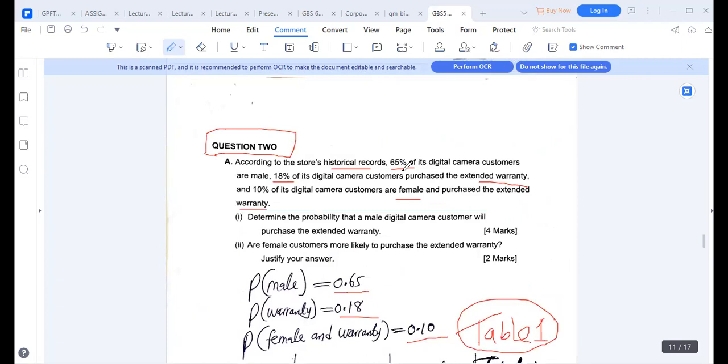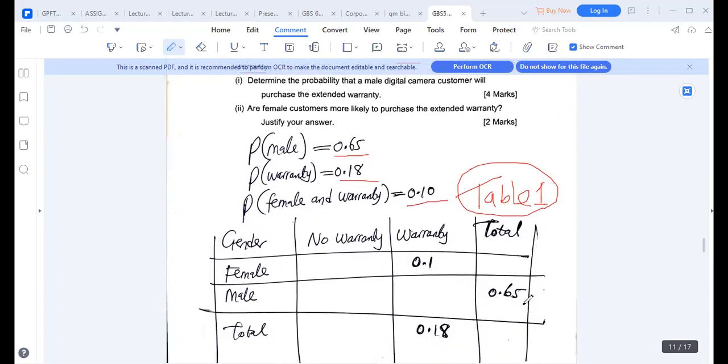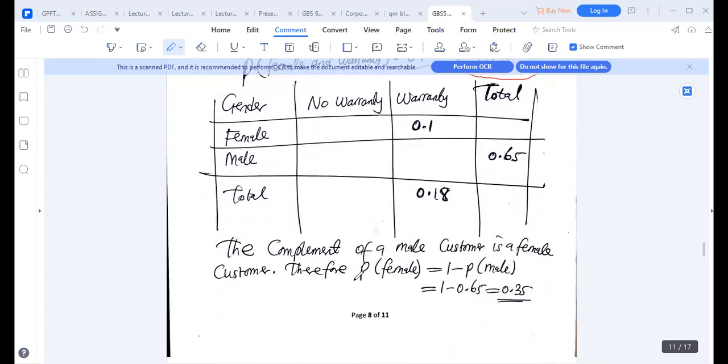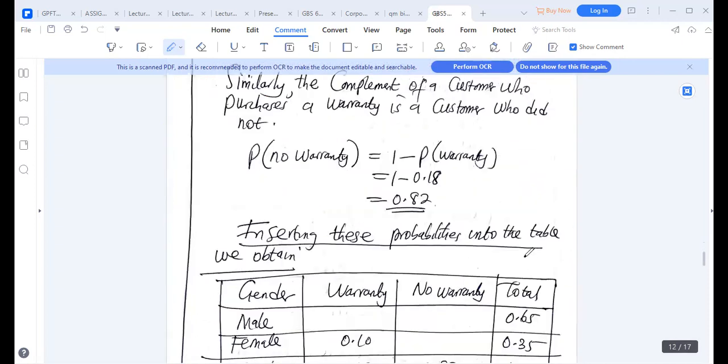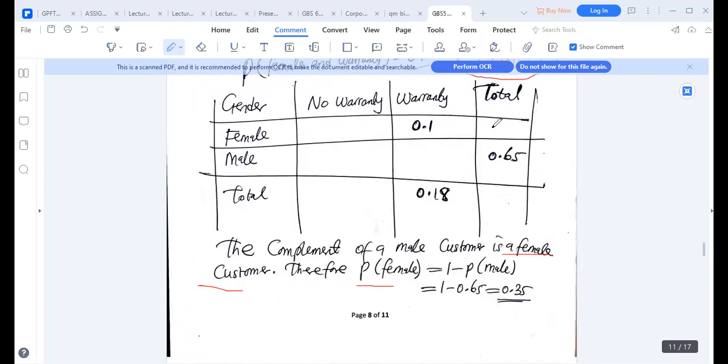And then the probability of a male is 0.65. All right, so this is what we have here. So we can be filling in the table as we go. The question says the complement of a male customer is a female customer. Therefore, the probability of female is 1 minus the probability of male, which is 0.35. So the probability of female is 0.35.